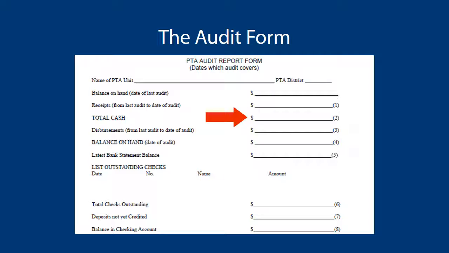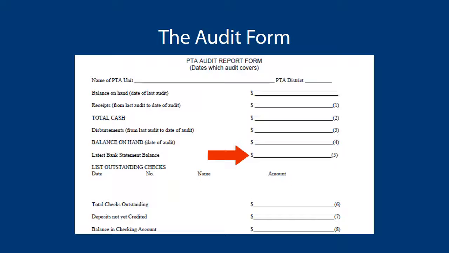Add the value from line 1 to the value above to get the total cash that the PTA had to work with during the audit period, and record this value on line 2. Line 3 is where the audit committee will record the PTA's total disbursements since the most recent audit. These are all the expenses that the PTA had during this period. The audit committee then subtracts the value in line 3 from the total cash value in line 2 to calculate the current balance on hand, and records it in line 4.